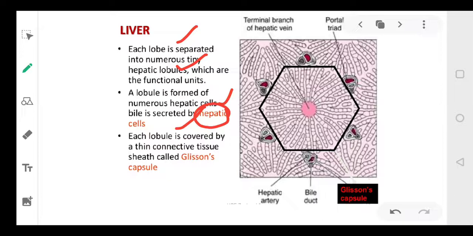And each hepatic lobule is surrounded by connective tissue which is called Glisson's capsule. So जो lobe है, that is surrounded by Glisson's capsule. You can see it is from all sides. It is surrounded by the Glisson's capsule, right?